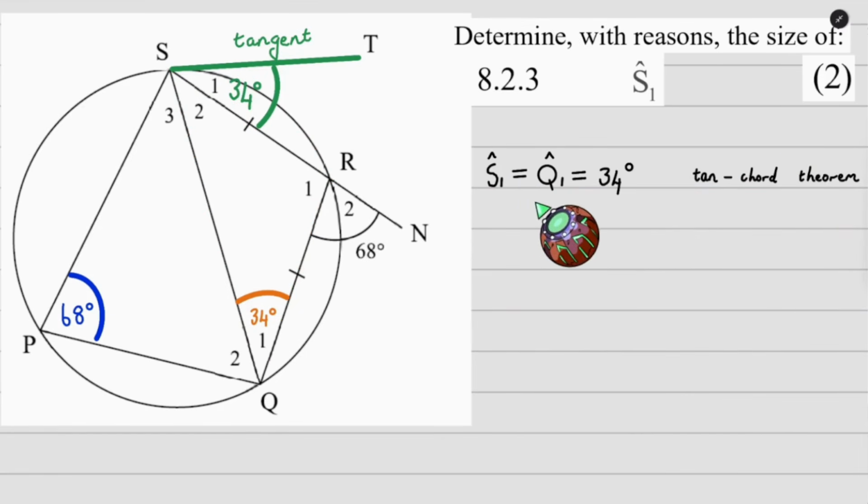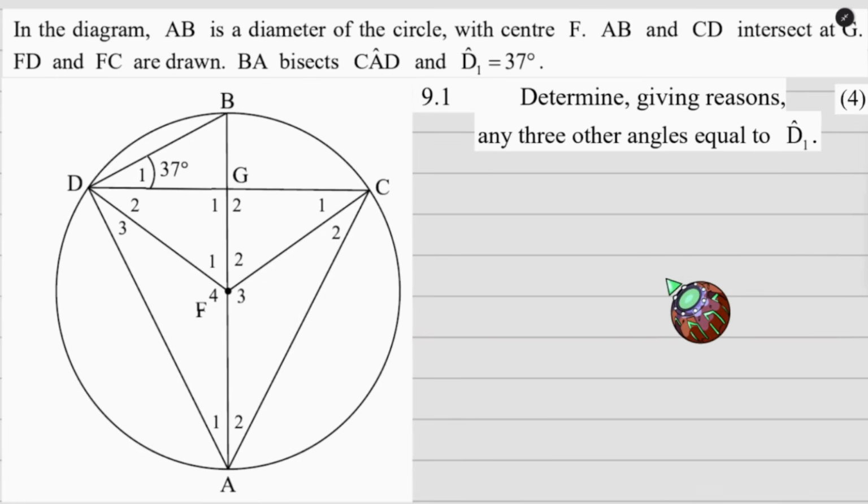And we simply just write it up like this. S1 is the same size as Q1, which are both 34 degrees for the tan chord theorem. And let's have a look where the 2 marks come from. We clap 1 mark for the statements and we clap 1 mark for the reason, and then we've officially waxed this question, my bro. Coming in hot with question 9.